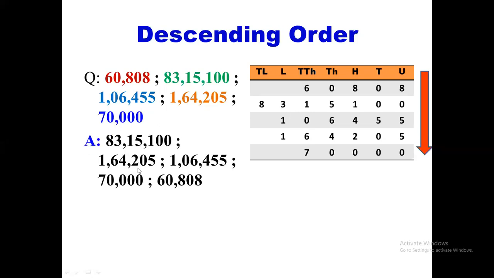Then we have 1,64,205. Then the next number is also having 1 lakh, but its 10,000 position is 0. So the second number is this one, the bigger one, 1,64,205. Then this one will be the third, 1 lakh 6,455. Then we have the second largest, 7,000, and the last one is 60,808.